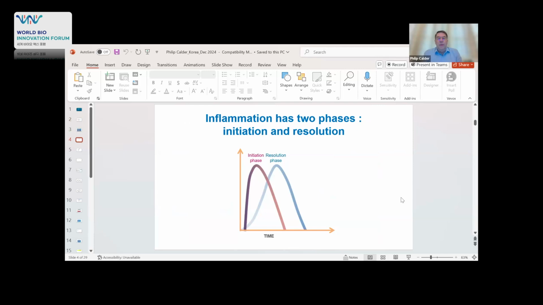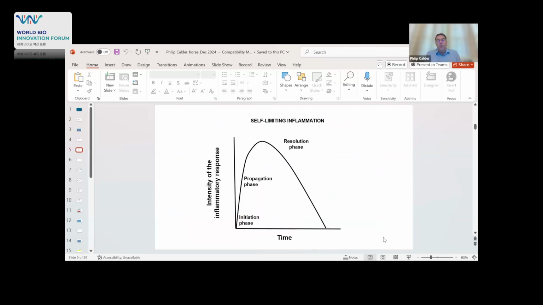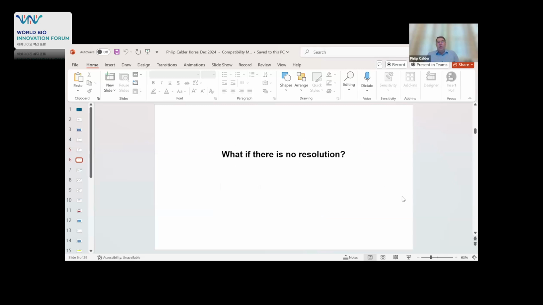As I mentioned, inflammation is a physiological response, and we now know that it has 2 phases, the initiation and propagation phase and the resolution phase. In other words, inflammation is triggered, and when it has run its course physiologically, the resolution phase begins and the system returns to the baseline level of inflammation. So if we put all of that together, physiological inflammation involves initiation, propagation, and resolution. So it's self-limiting. The question is, what happens if there's no resolution?